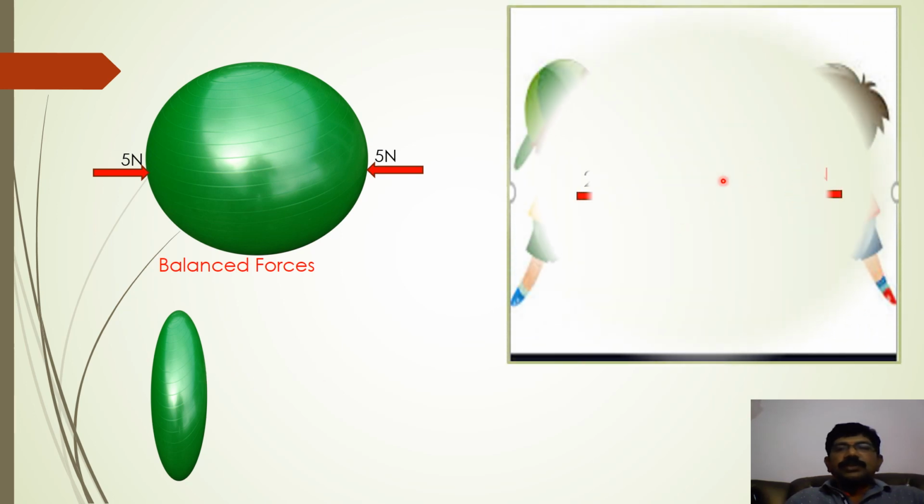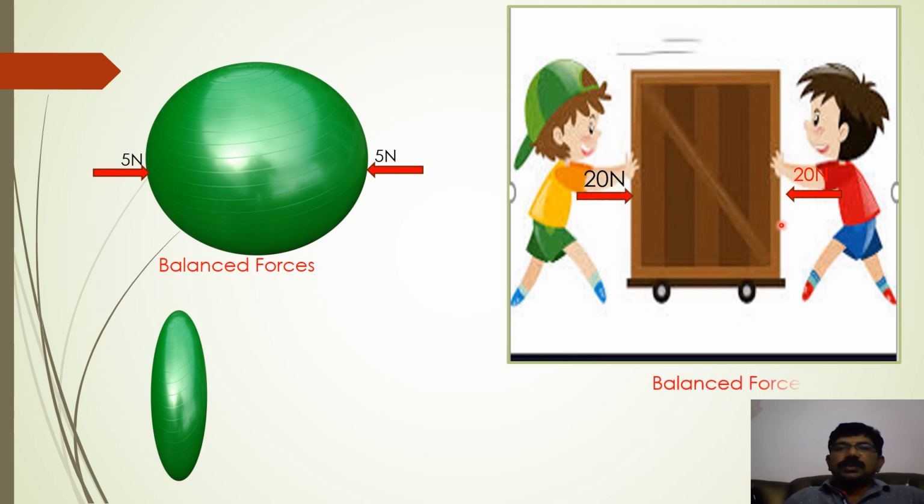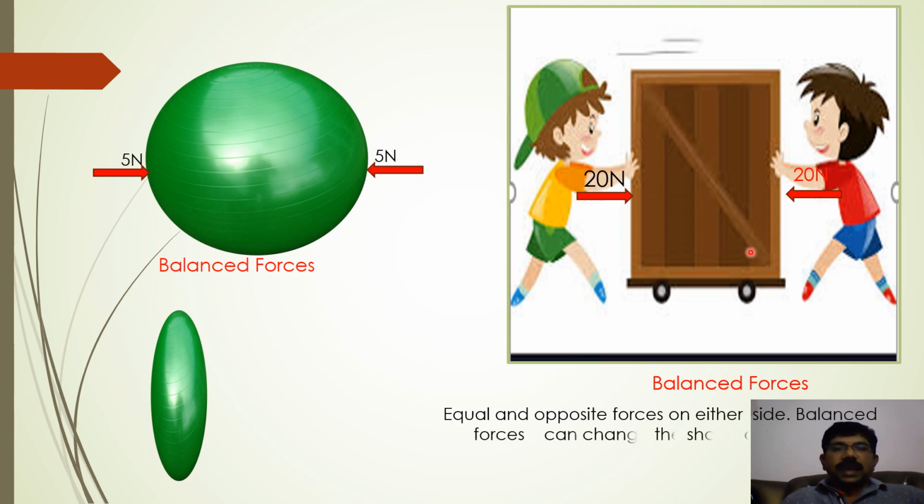Here you observe this one. These two balls are applying 20 newtons, 20 newtons. Here is applying 20 newtons. This ball is also applying 20 newtons on this box. Do you find any motion in the box? The box is not moving. So these two forces are what we call balanced forces. What are balanced forces? Equal and opposite forces.